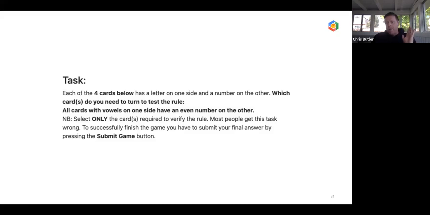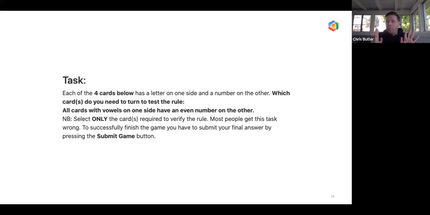And so this task is that I'm going to now show you, and this will be something we can do right now, 4 different cards, and each one will have a letter on one side and a number on the other. And so I want you to now, as individuals, think about what cards you need to turn over of those 4 to actually test this particular rule. And that particular rule is all cards with vowels on one side have an even number on the other. And so you only want to select as many of these cards as you think are necessary to be able to prove this rule.